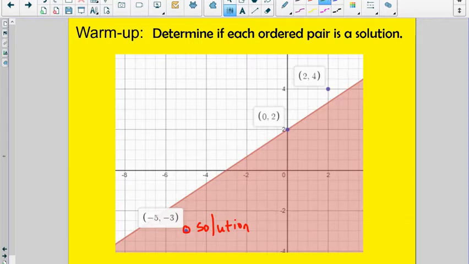Then we have an ordered pair that's not in the shaded area. So that one is not a solution.